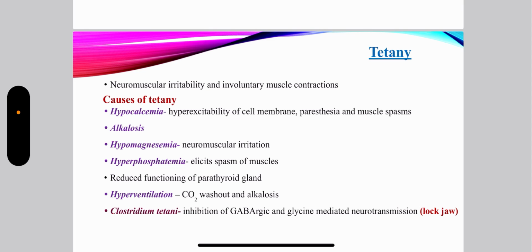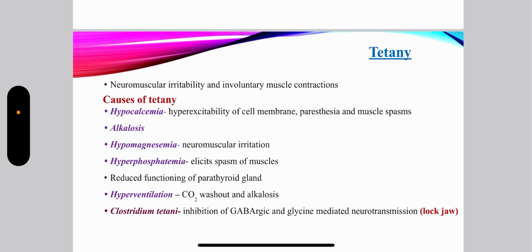Next factor is alkalosis. High pH causes ionization of proteins, and these ionized proteins bind with the ionic calcium. So even if the total calcium is normal, free calcium gets reduced and tetany sets in. So alkalosis is a very important point that can cause tetany.